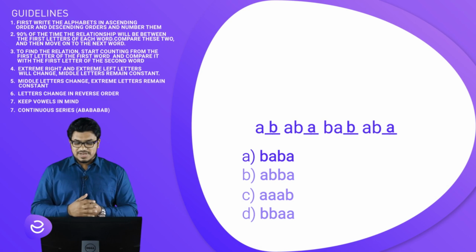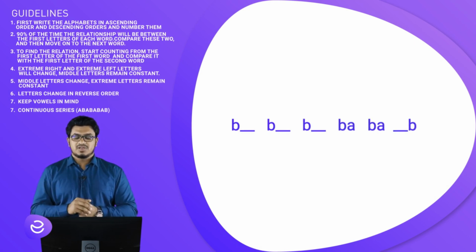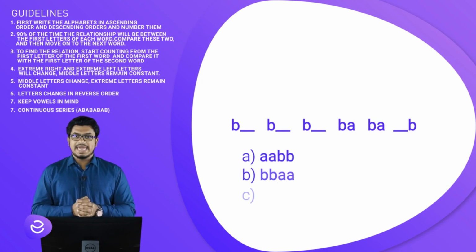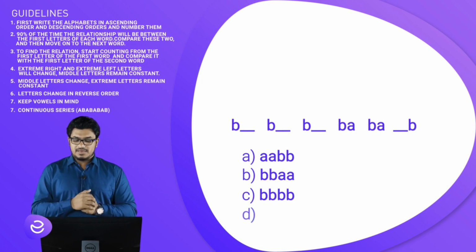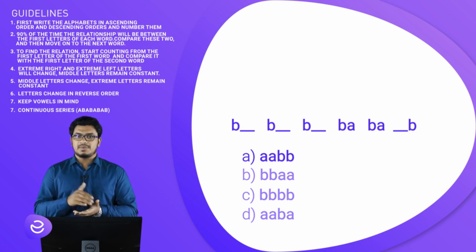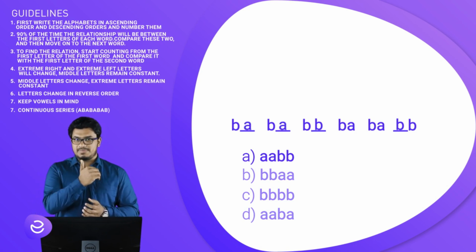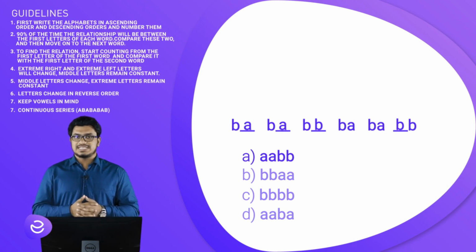The next one, I will give you an example: B dash, B dash, B dash, B A, B A dash B. Here you get the options as AABB, BBAA, BBBB, then AABA. Try to find out the answer. Here the answer will be the first one, that is AABB, because if you fill it into the question, we will get BAB, ABB, BAB, ABB. So, that is another type of series that is forming.